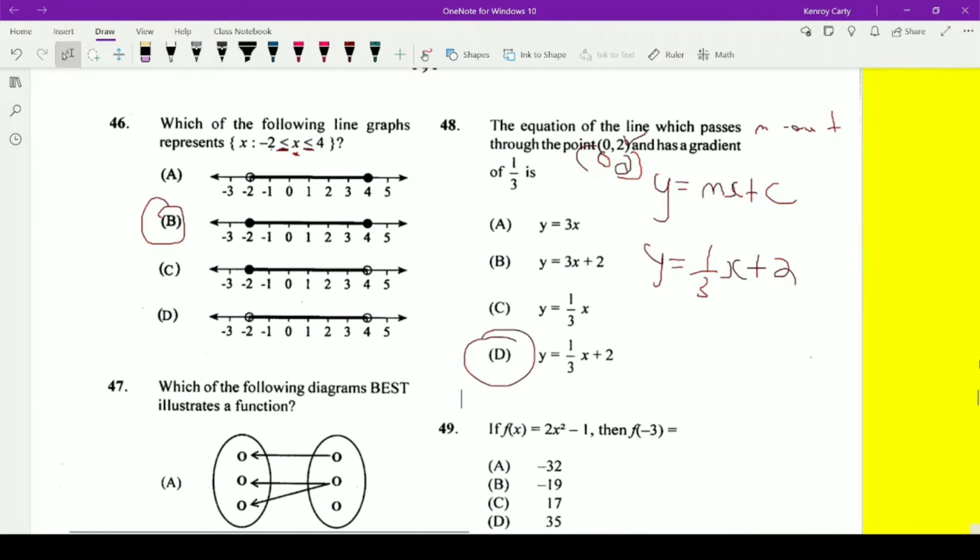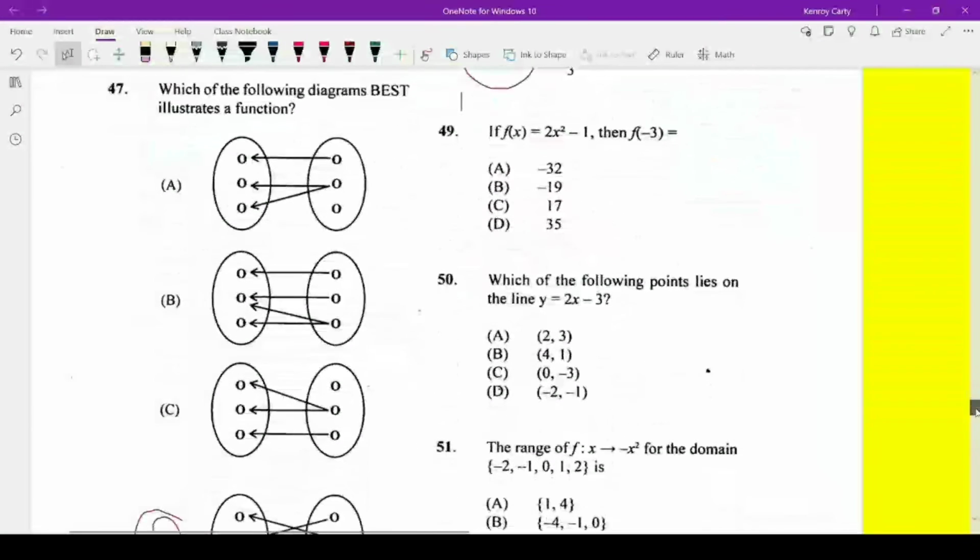Alright, we're going to take this down to question 49, and it says if f of x is equal to 2x squared minus 1, then f of minus 3 equals what? What it means is that I'm going to be replacing my x value with minus 3. Now when it comes on to square and indices, it's always best that you use up your brackets.